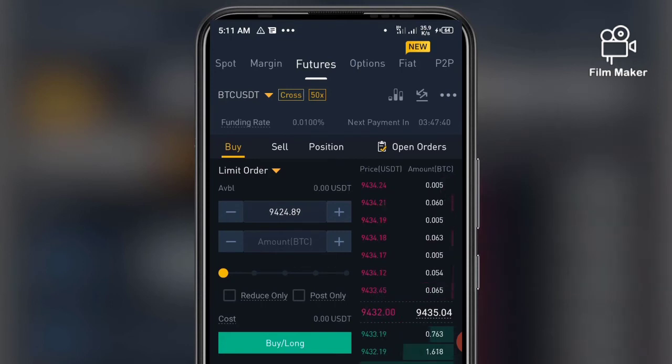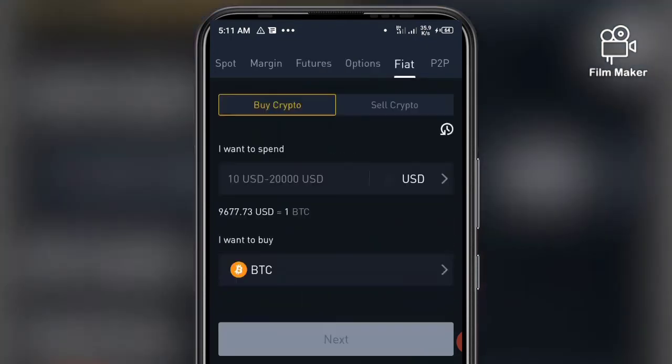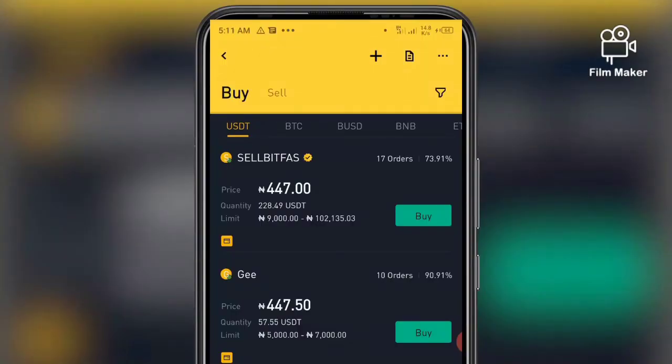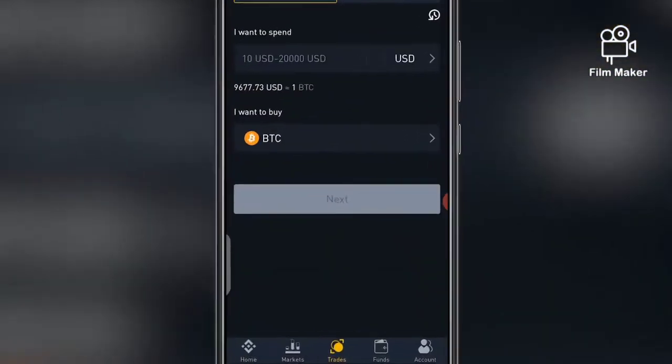So you can also come to options trading, or come to fiat trading if you want to buy or sell cryptocurrency with Binance directly. Or you can come to the peer-to-peer trading, which allows you to do buying and selling directly with people on Binance. Here you don't pay any fees. It's just like Paxful, where you trade directly with someone. So that's that about the trade tab.